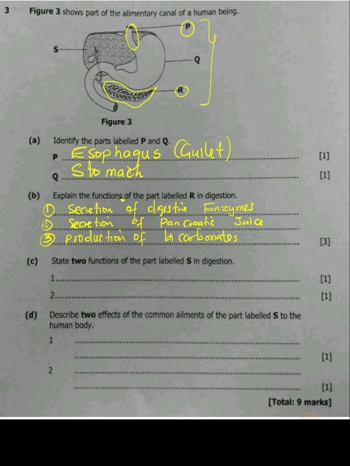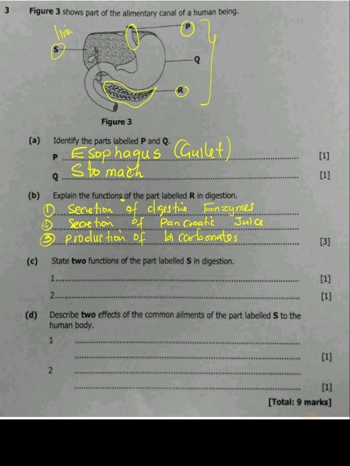Other non-digestive functions of the pancreas, such as regulation of blood sugar through the secretion of insulin and glucagon, you can state if you feel like. State 2 functions of the part labeled S in digestion. The part labeled S is the liver. Here they are being specific because they just want you to state this in terms of digestion, nothing else. So in terms of digestion, just 2.